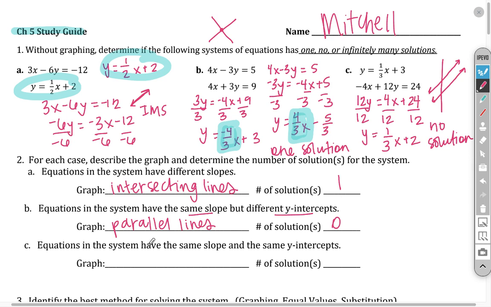All right, now equations in the system have the same slope and the same y-intercepts. So we've got same slope, same y-intercept. That's what we looked like at A. So these are coinciding lines, meaning they're the same lines. Right, and when we have lines that look like that, where every point is touching, they're the same, so it's infinitely many solutions. We could pick any point off of either line and it would work because they are the same line. Okay.